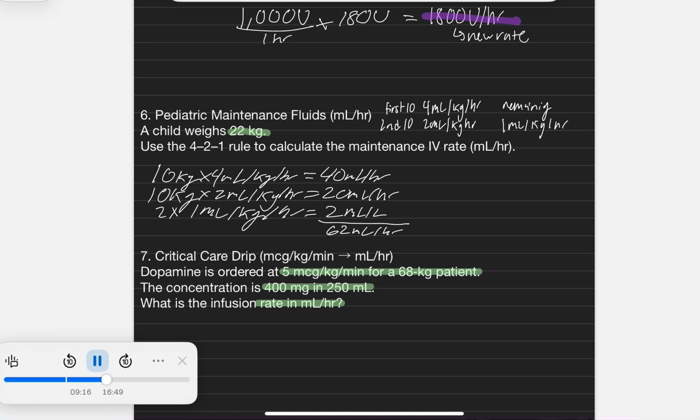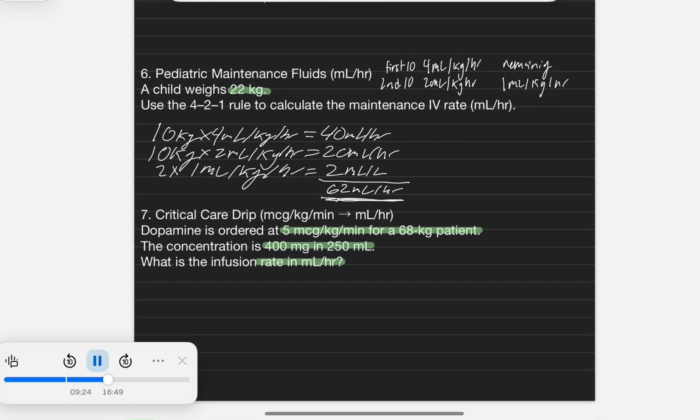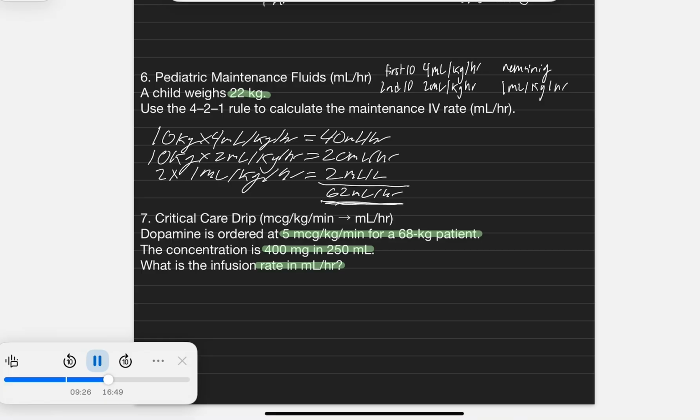Now, if you're using that 150-20 rule, that gives you the daily amount. You can do the same thing, use the 150-20, and divide that by 24 hours, and you would get the same answer. Okay.